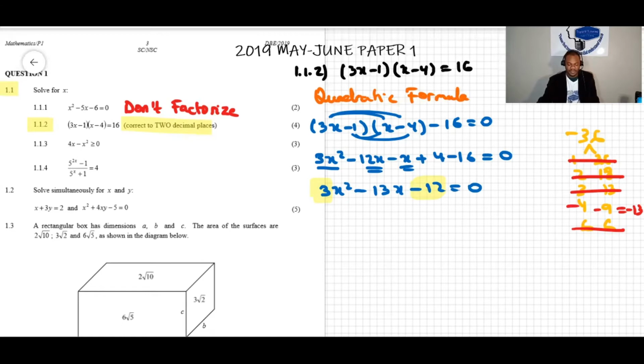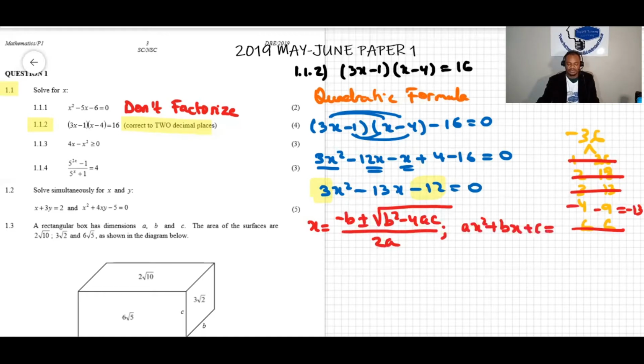And the quadratic formula is given by x equal to minus b plus or minus the square root of b squared minus 4ac, all over 2a. And the quadratic equation itself is ax squared plus bx plus c equal to 0. Now we are going to identify the values of a, b, c. a is the coefficient of x squared, so it has the value of 3, b is the coefficient of x, so it's negative 13, and c is the constant term, which is equal to negative 12. Those are the values we're going to substitute.